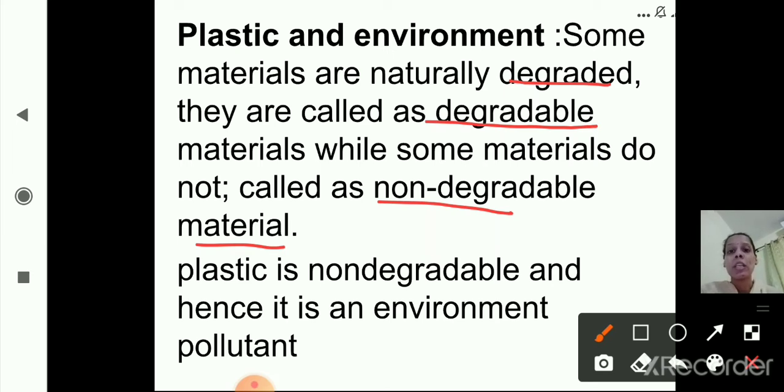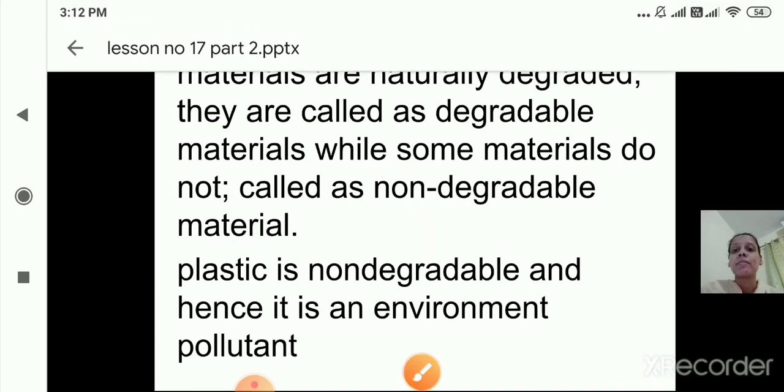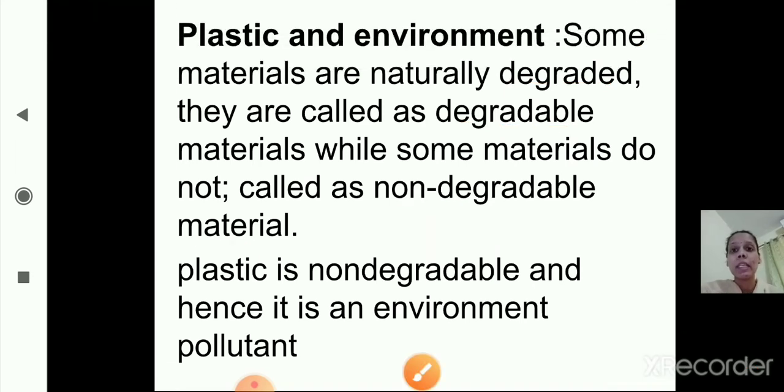Yes, plastic is non-degradable and hence it is an environment pollutant. As it is non-degradable, because of this reason it is an environment pollutant. So this is plastic and environment, how they are related to each other. Plastic is non-degradable, it will not easily break down and hence it is an environment pollutant. In the properties also we have seen this, plastic is non-degradable. Okay, it does not degrade.